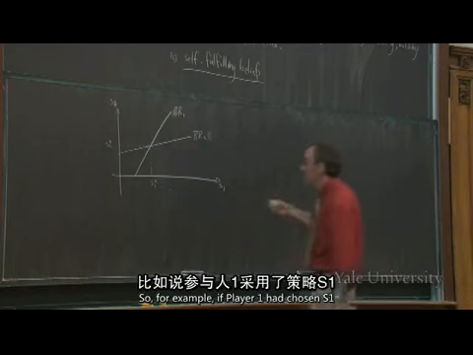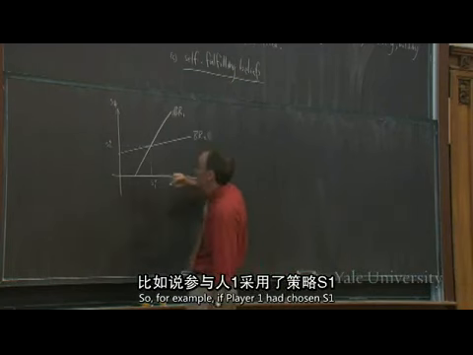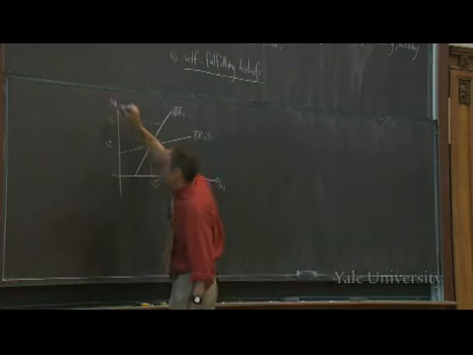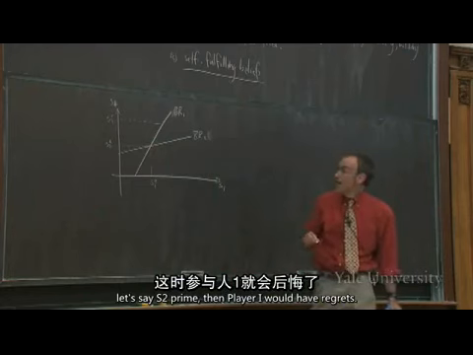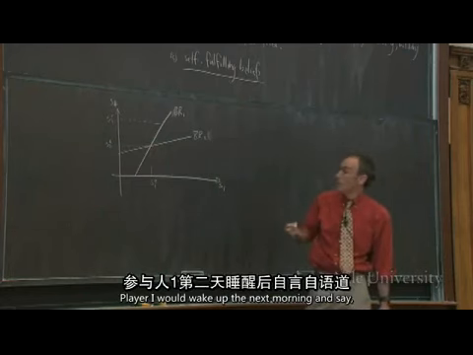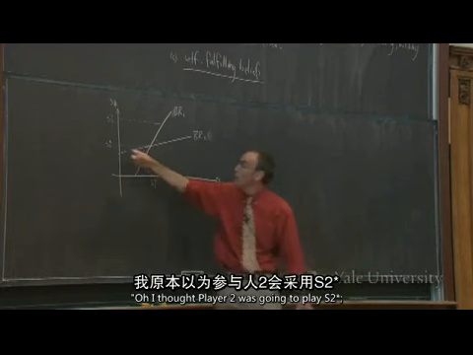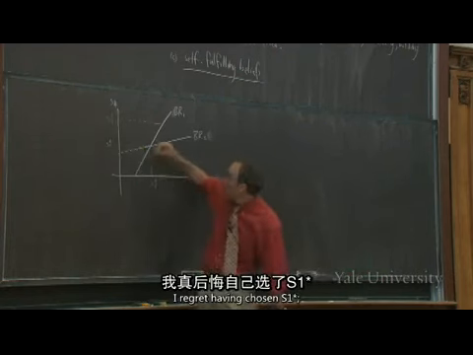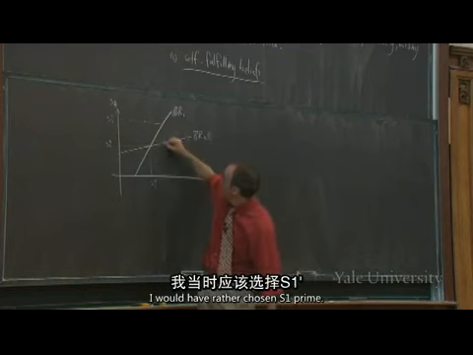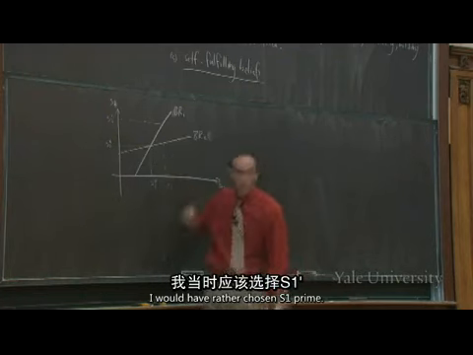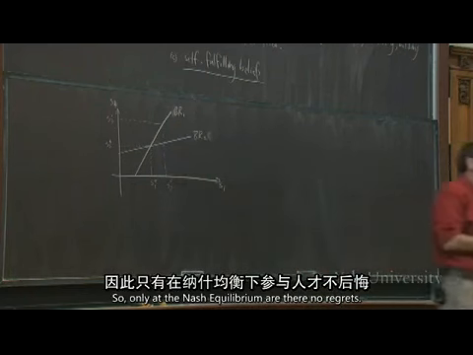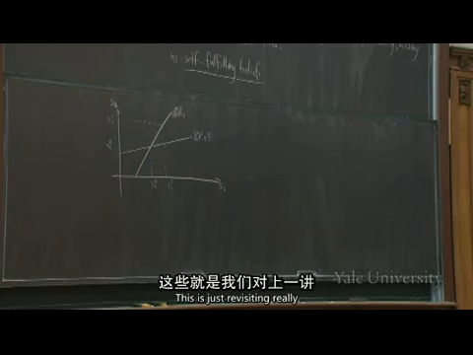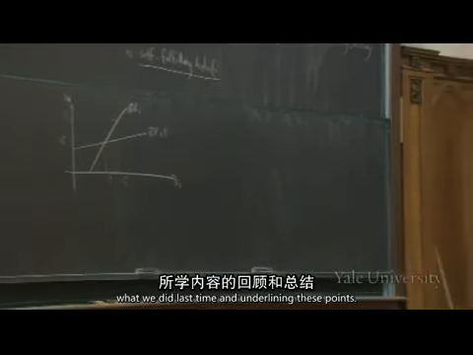So for example, if player 1 had chosen S1 star, but player 2 had chosen some other strategy, let's say S2 prime, then player 1 would have regrets. Player 1 would wake up the next morning and say, oh, I thought player 2 was going to play S2 star. In fact, she chose S2 prime. I regret having chosen S1 star. I would have rather chosen S1 prime. So only at the Nash equilibrium are there no regrets. Everyone okay with that? This is just revisiting really what we did last time and underlining these points.